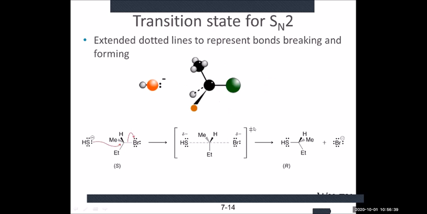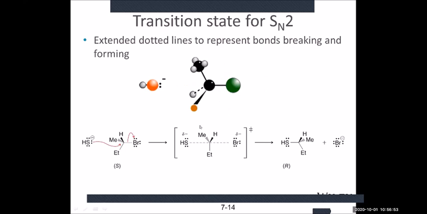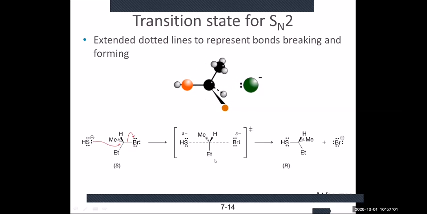A transition state in chemistry, we use a double cross and put it in brackets. At this point, this carbon is not an octet. You have 2 bonding electrons here, 2 more bonding electrons, so together they have 10 valence electrons, and it's more like a trigonal bipyramidal. This configuration is trigonal bipyramidal.